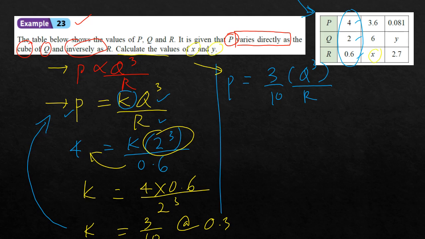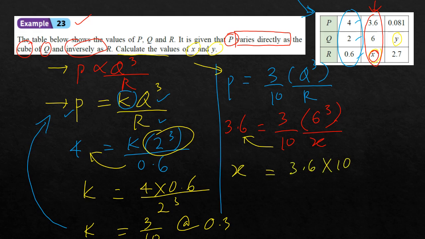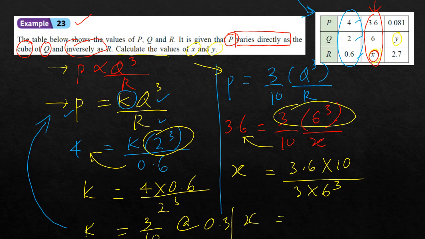So X and Y is here. So you have to use the respective value of P, Q and R. To find X, you use this column, this one. So your P is 3.6 equal 3 over 10 times your Q is 6 power 3 over your R is X. Okay. So your X will be 3.6 times 10 over this 3 times 6 power 3. And what you get is your X is 18. Yes, 18. So you got it, your X is 18.